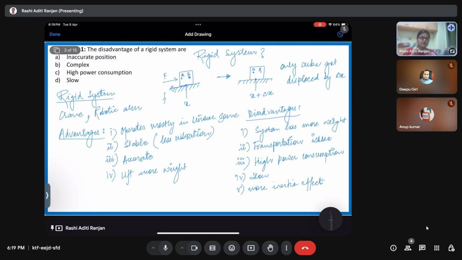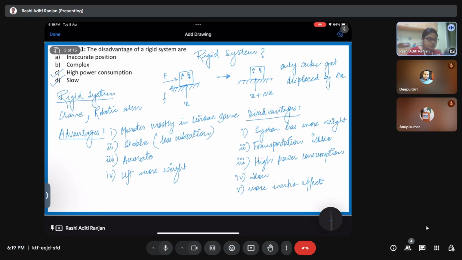Then we talk about high power consumption. Yes, high power consumption is an issue. So this is going to be the correct option. And option number D, which is slow. Yes, the system does show slow response because definitely it has more inertia. So this is also going to be the correct option. So C and D are the correct options.